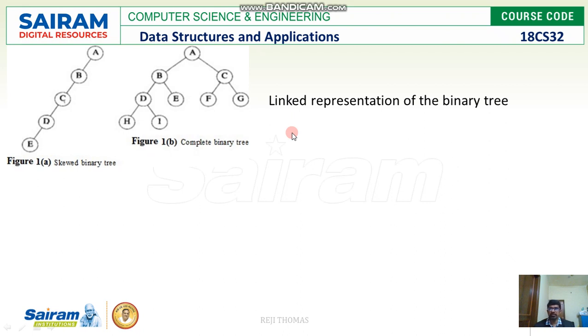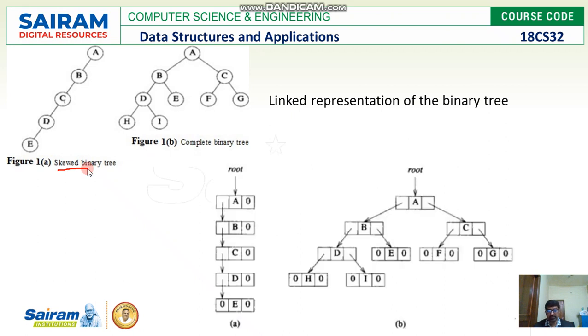You could see two diagrams on the screen. The first one is a skewed binary tree. That means it's a tree with only a left subtree; the right subtree is missing. And the second one is a complete binary tree. We have seen what a complete binary tree is: basically a tree where all the levels are complete other than the last level. Let us see how we can represent these. These are the ways we are going to represent the skewed tree and the complete tree.